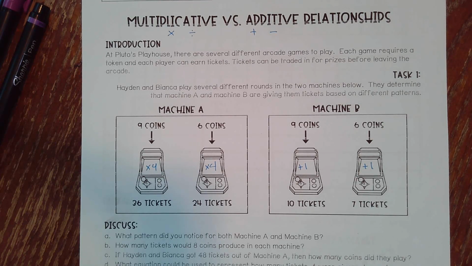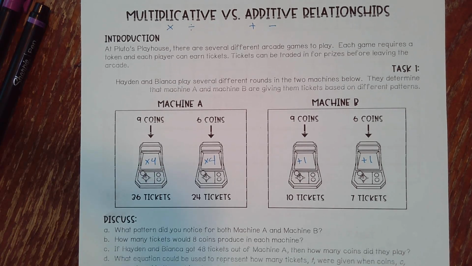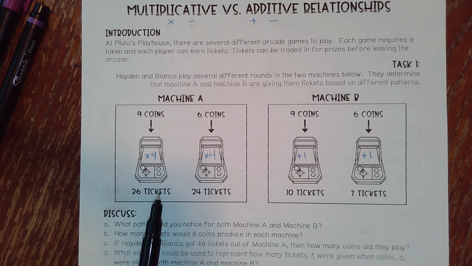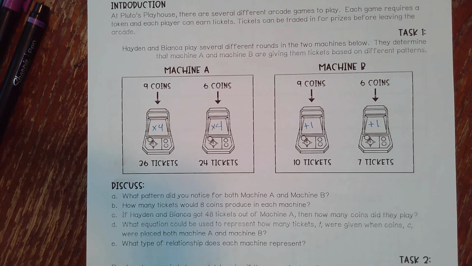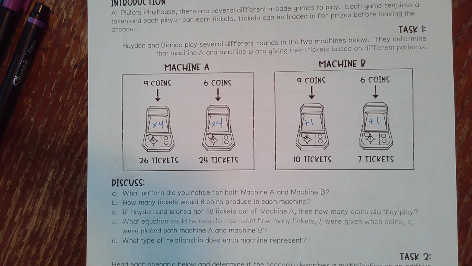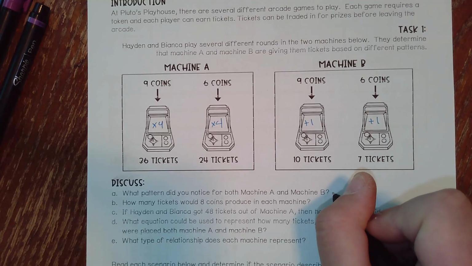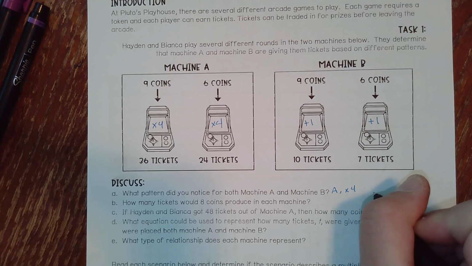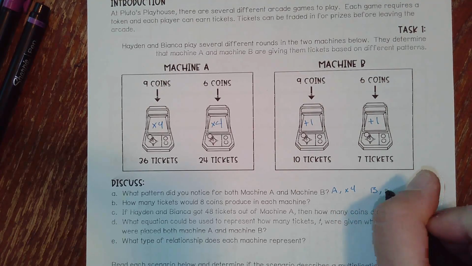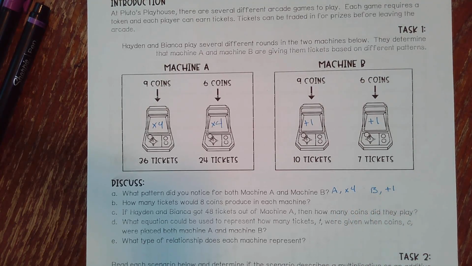So that's important because that tells us which one is multiplicative. Obviously, Machine A is multiplying, so it's multiplicative. Machine B is adding, so it is additive. Now let's look at these questions that we have down here. It says, what pattern did you notice for both Machines A and Machine B? Machine A is times 4. Machine B is plus 1. Cool, that's not a big deal.